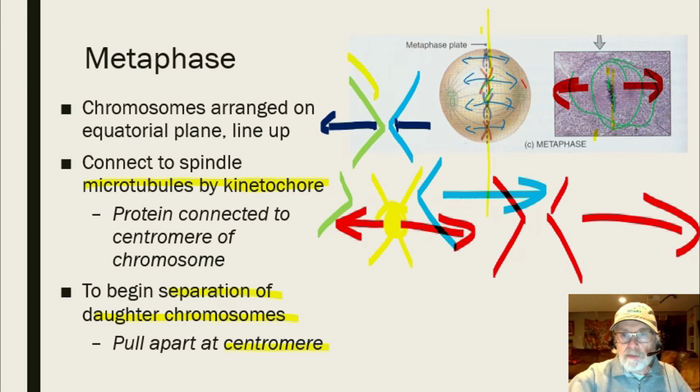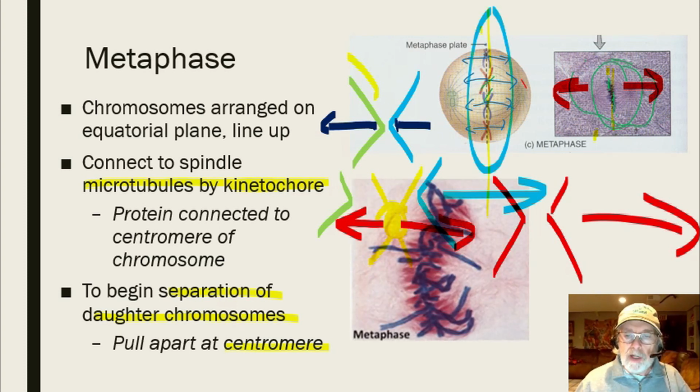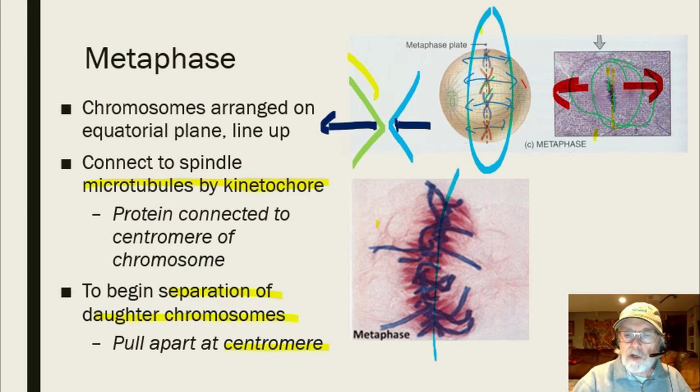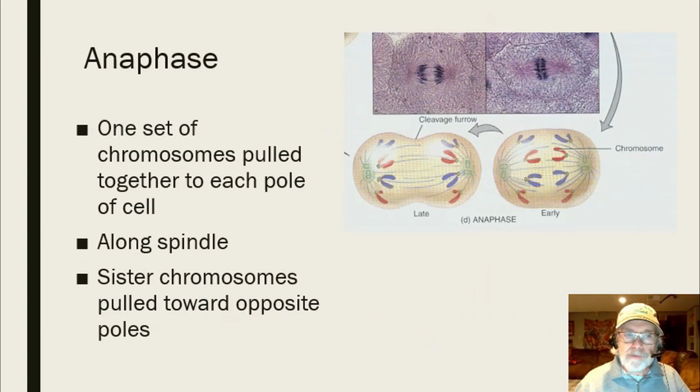So that's what happens in metaphase. They line up and get ready to go. They start to pull. This is just another picture looking at the nucleus, and we're seeing all the chromosomal material lined up. Here's that center line, that equatorial plane. You can see all the chromosomes lined up along that. They're going to start to be pulled by the kinetochore in opposite ways, to go to different poles.